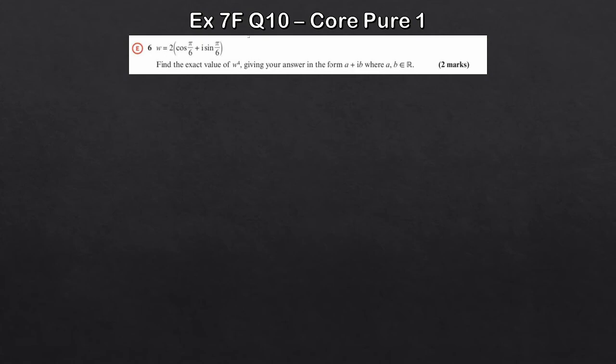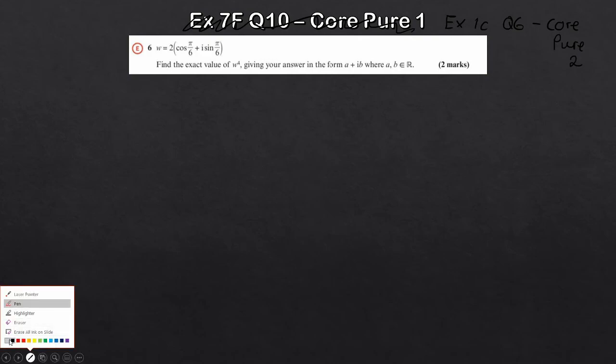I've actually got this wrong, so I'm going to quickly rewrite this. I knew I'd get it wrong for one of them. So it's actually exercise 1C, question 6 from core pure 2. Okay, so I knew I'd eventually get one wrong. I always do, but it shouldn't take away from the revision.